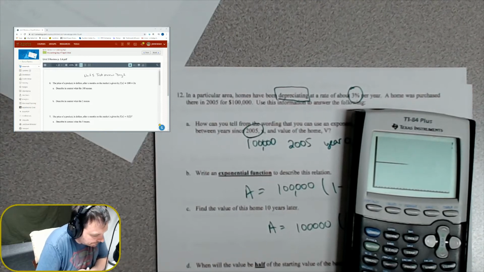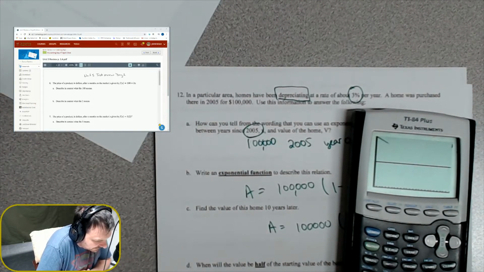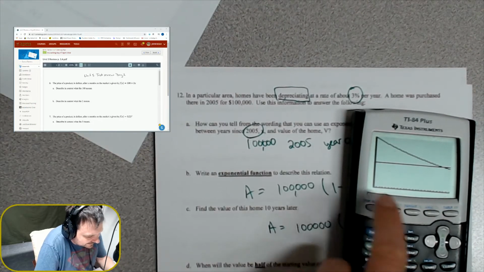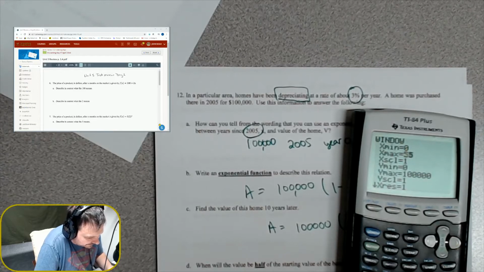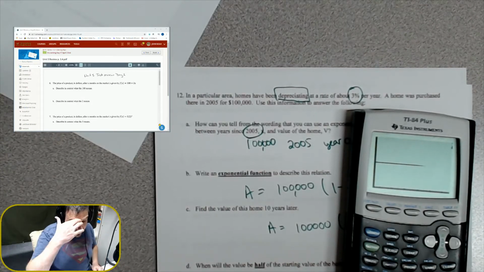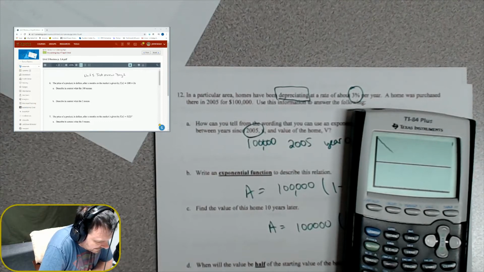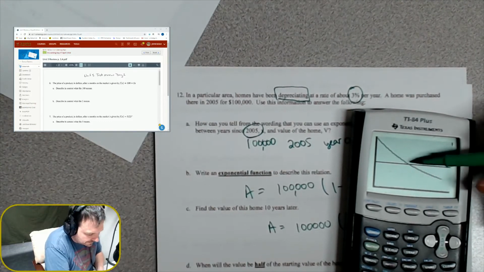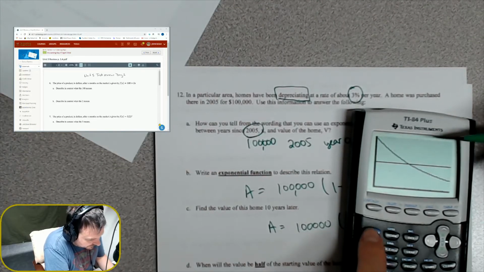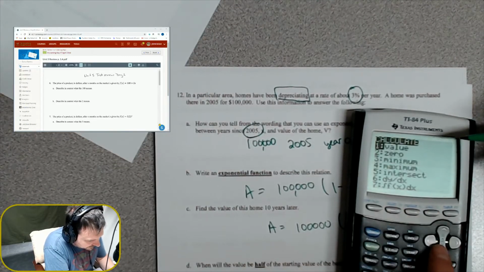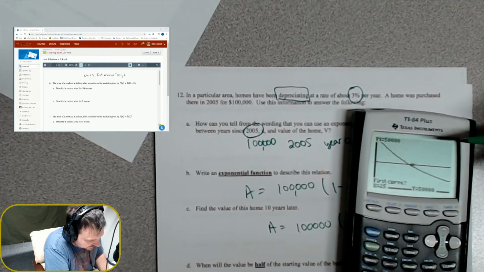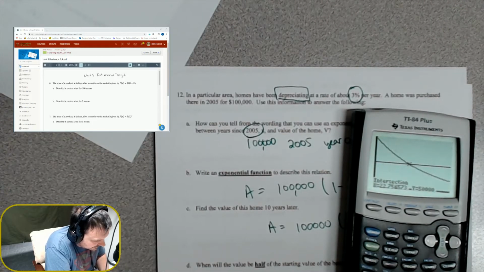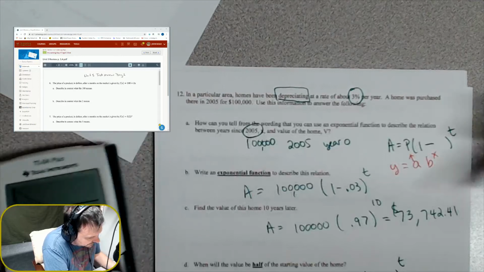Let's see. There is 50,000. Here comes 100,000. Oh, maybe more than... yeah, I'm going to go bigger. I'm going to go a little bigger. I'm going to go 50 years, just so I could see a little better. Here it comes. There you go. So we could see the intersection right there. So second calc. Find the intersection. Enter, enter, enter.